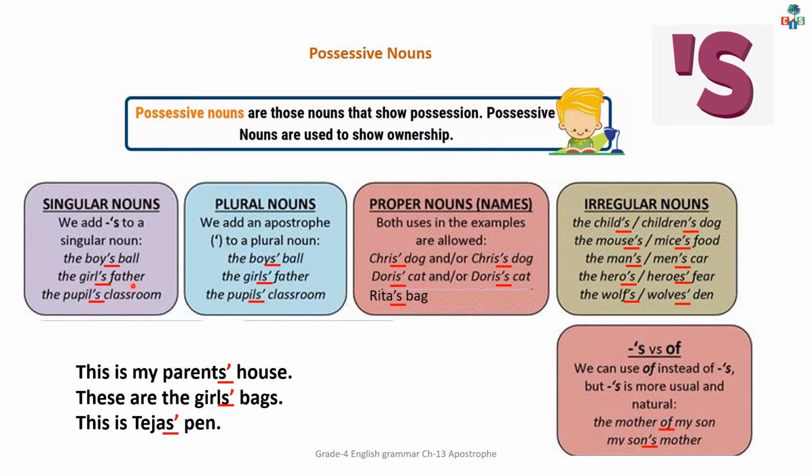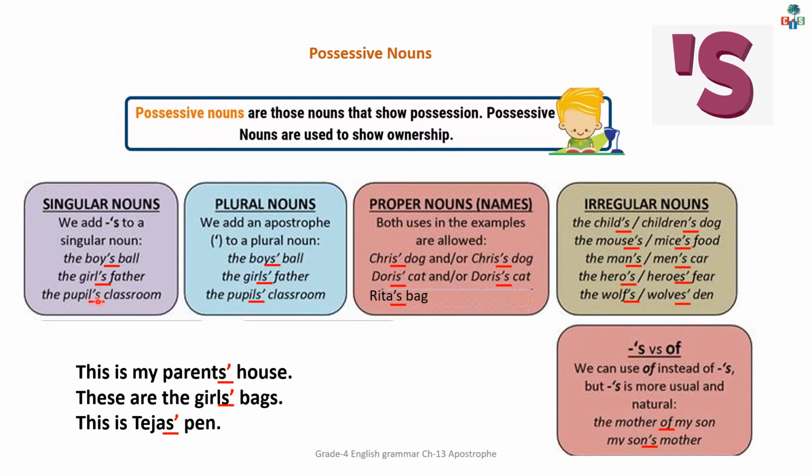The girl's father means the father of only one girl. At that time we will use apostrophe mark followed by an S after the noun girl. The pupil's classroom. Here pupil means children, student. Means the classroom of one pupil, one student. So, if we are talking about a singular noun, only one person, one noun, at that time, we will use an apostrophe mark followed by an S.